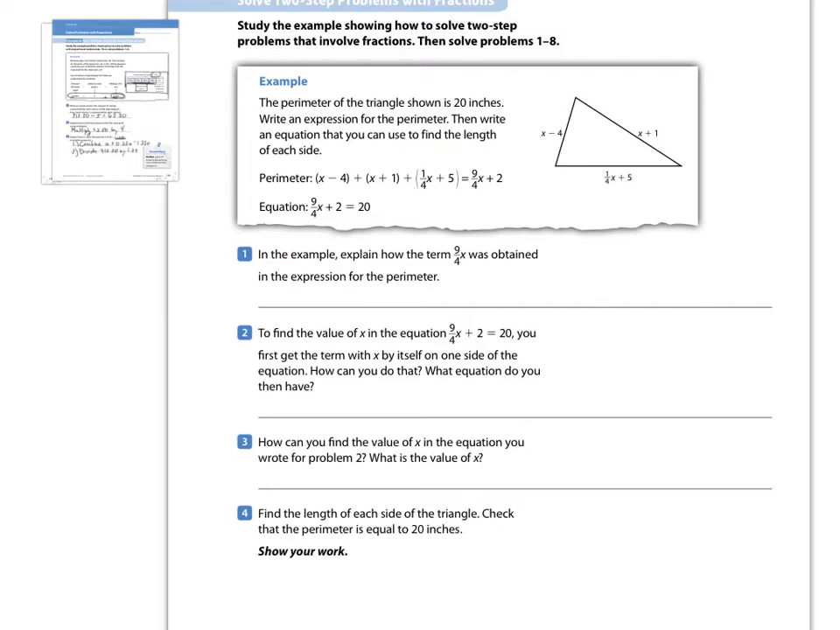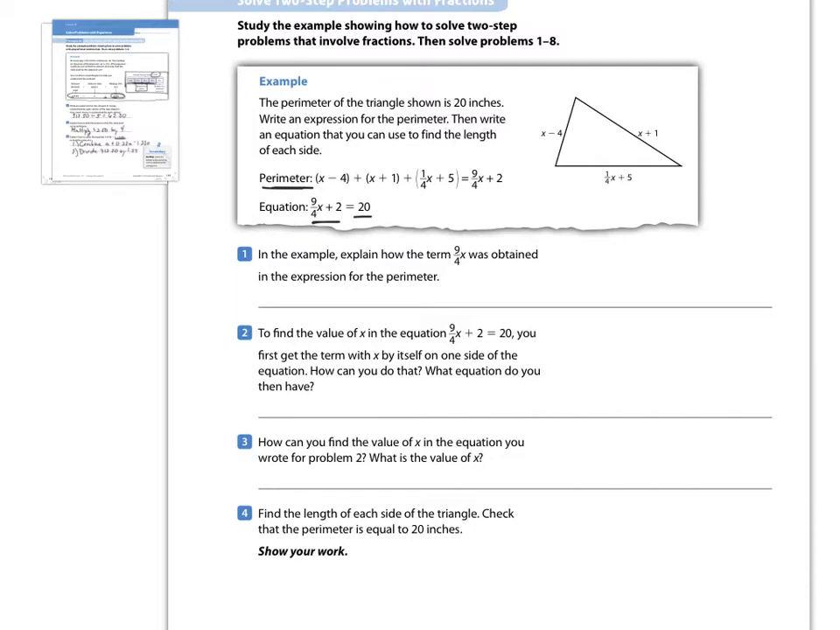We're given expressions that represent the lengths of each side of those triangles. To find the perimeter, they wrote the expression, and we would know this expression by adding the 3 sides together. We then wrote an equation which shows the 3 sides added together, which is 9/4 x plus 2, equal to the perimeter, which they tell us is 20. First off, number 1 in the example, explain how the term 9/4 x was obtained.